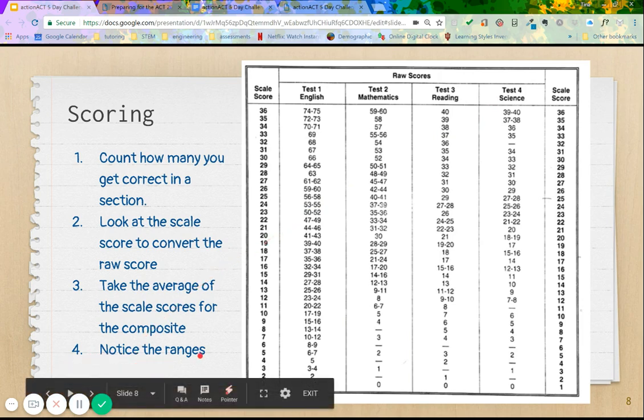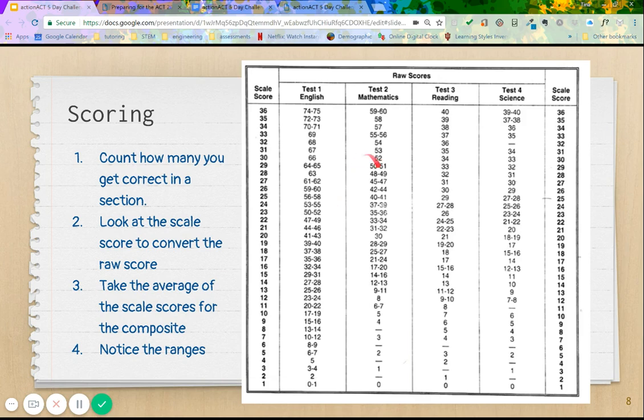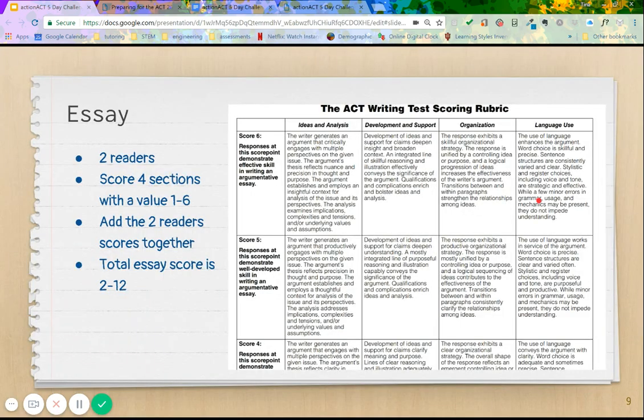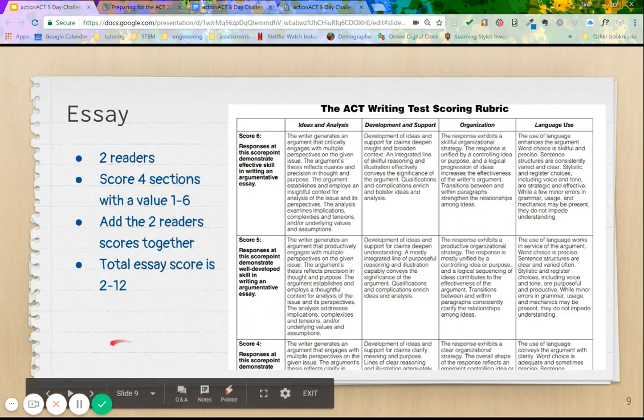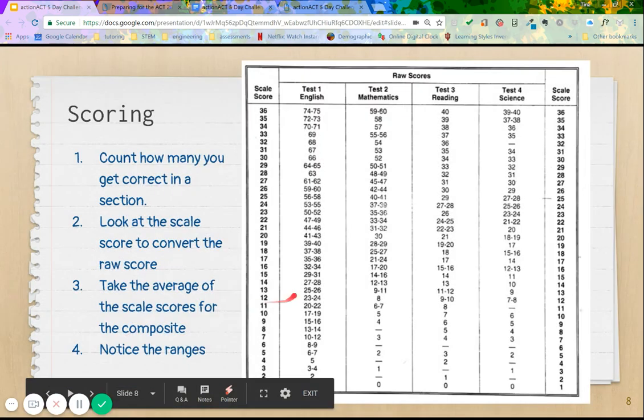So number 4, I have down here, notice the ranges. This is so important because this is how you can see how quickly your score can start to increase. If you notice in English and math, I have these ranges. Basically, getting 2 or 3 more questions right is going to raise my score 1 or 2 points. And in reading and science, it's almost a 1-for-1. 1 or 2 more questions correct is going to raise my score 1 or 2 points.